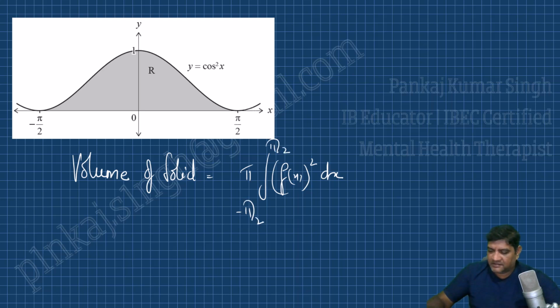I can either continue writing the limit, or I can integrate the function completely and then apply the limit. Anything is fine. What I can also notice is that this entire function is symmetrical along the y-axis, and therefore I don't need to integrate from minus pi by 2 to plus pi by 2. I can integrate it from 0 to pi by 2. I'll get a particular volume, and that volume simply can be doubled.